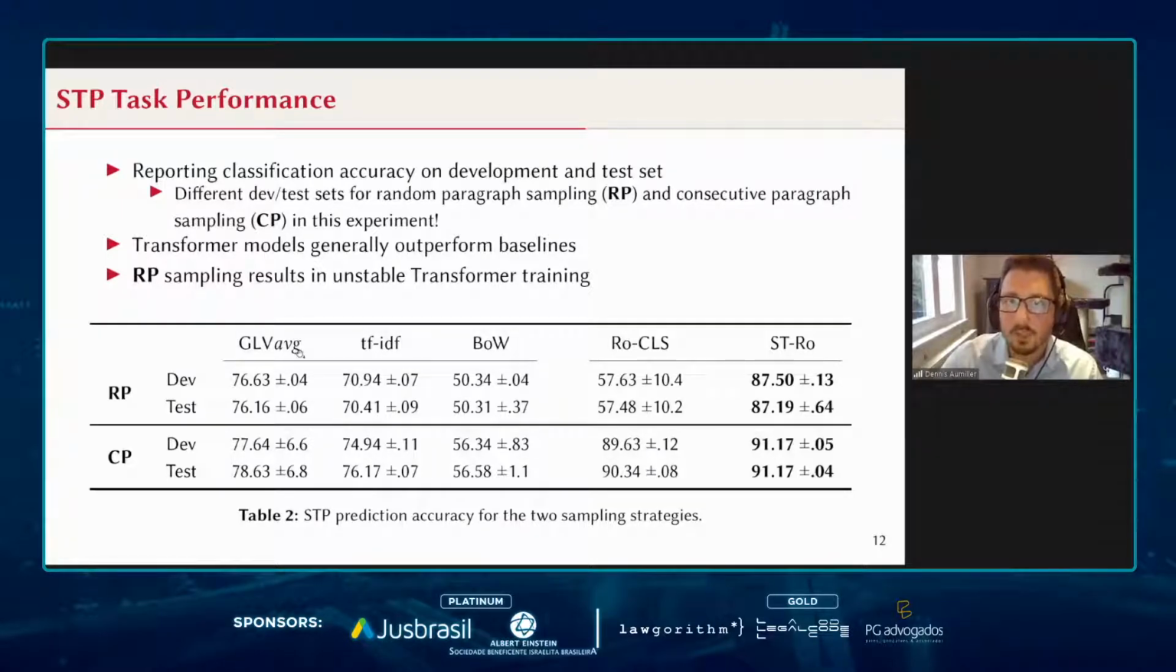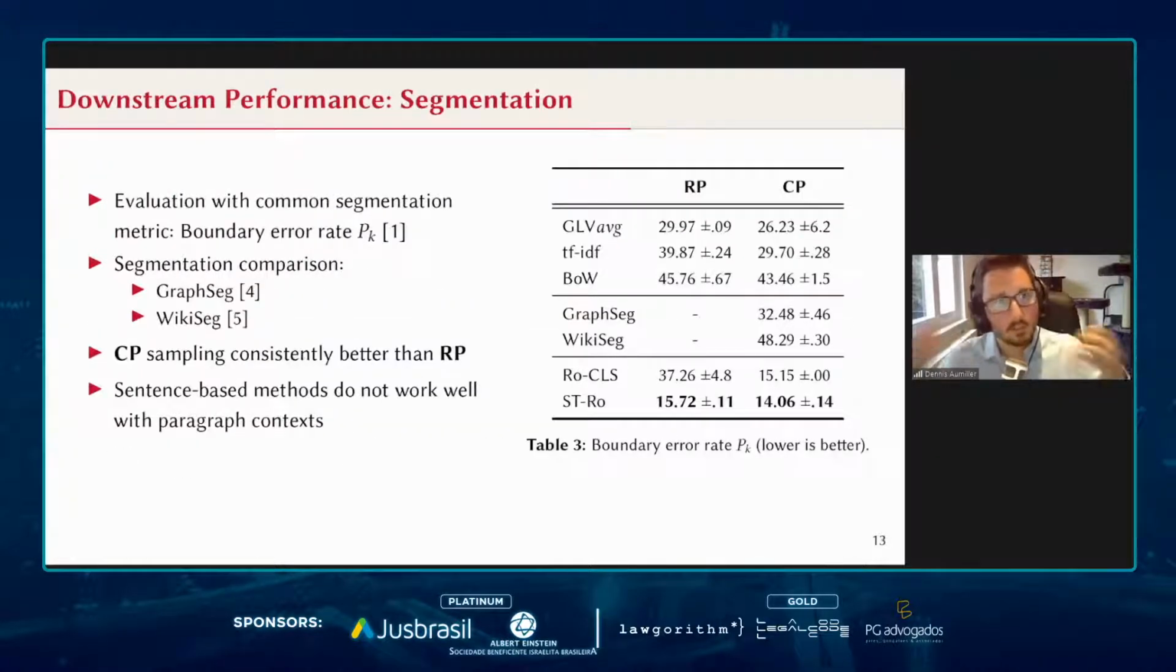Going on to the actual segmentation and circling back to the tasks that we actually wanted to solve here, we have this traditional segmentation metric called the boundary error rate, Pk, which is frequently used in other segmentation works. It gives essentially a probability of 2 samples being incorrectly labeled when compared across the document. This means the lower the error rate, the better the method is.